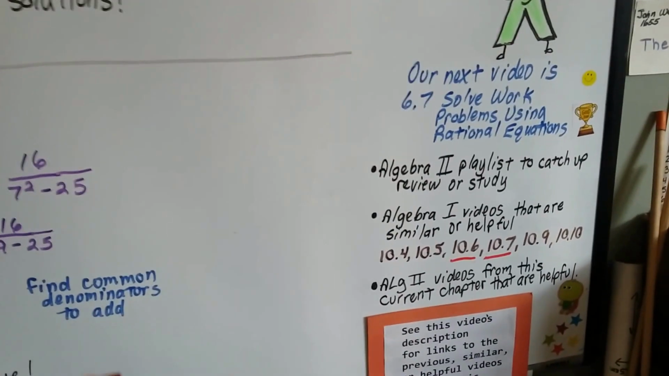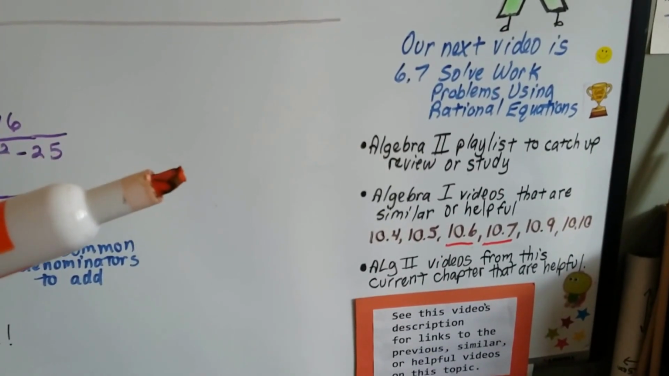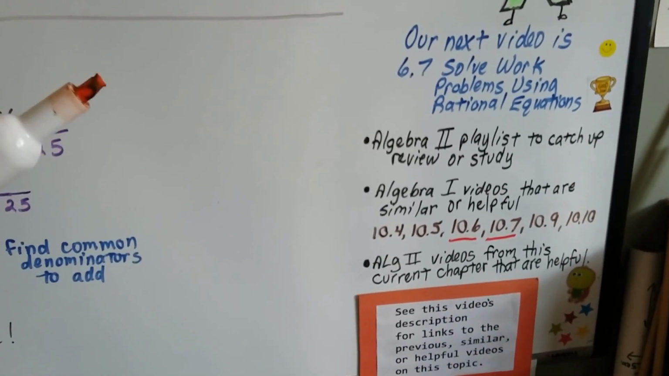Okay? So our next video is 6.7. We're going to talk about solving work problems using rational equations. So they're going to be word problems, work problems.